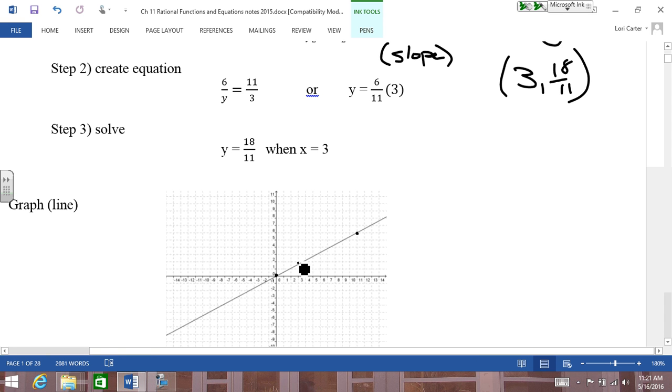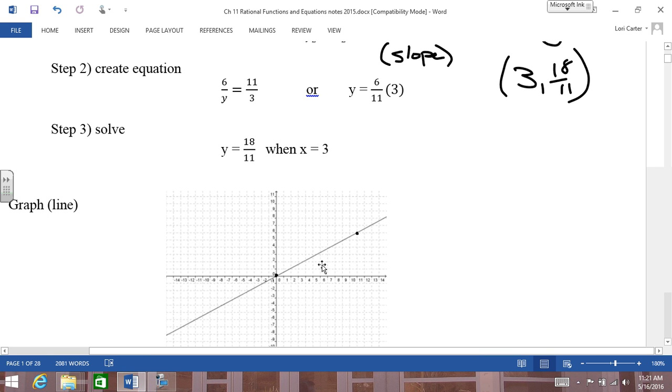How do you graph a point? Over 3, but why'd you go up 2? It's 18 over 11, it's almost 1 and a half. Your dot is off. Okay, I don't know how that's happening. I can't tell you.